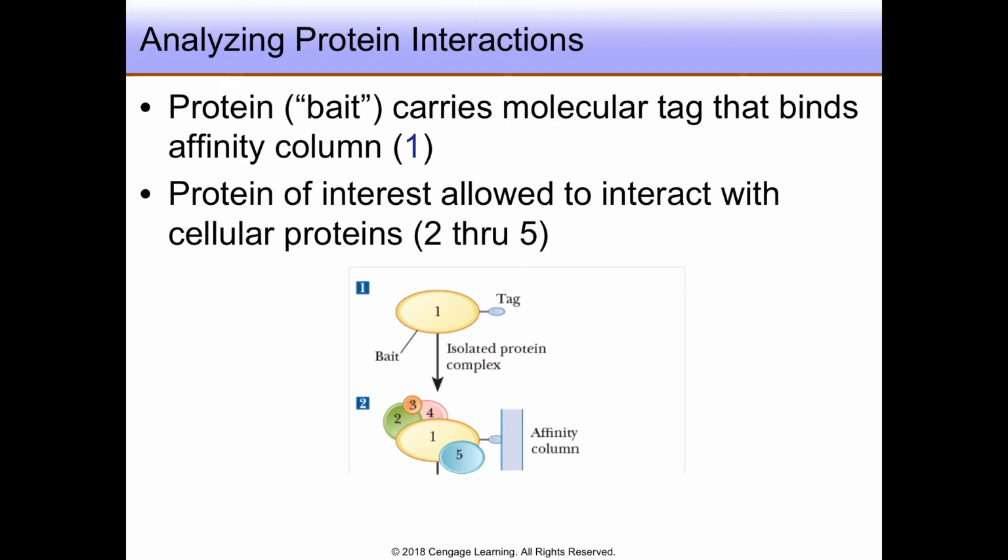In this example, we are studying a target or bait protein that has been genetically engineered so that it carries a molecular or affinity tag on its surface, as illustrated by step 1 of our figure. The presence of this tag allows us to isolate the protein using affinity chromatography. We allow our bait protein to interact with cellular proteins under a given set of conditions, and these proteins are illustrated here by the shapes numbered 2 through 5.